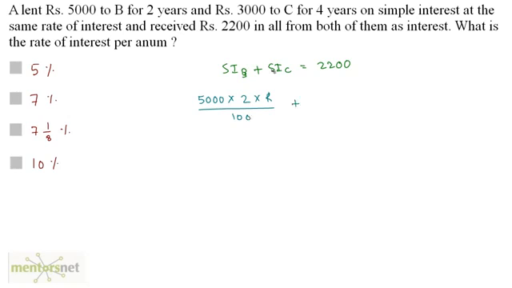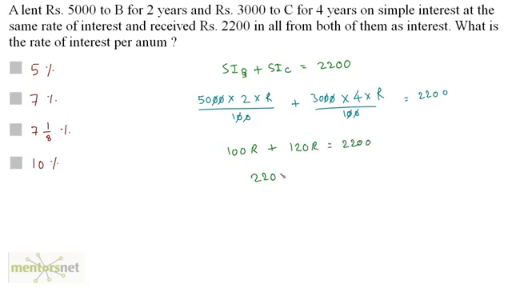In the same way is the case with C. So we have P as 3,000, N as 4, and R is the same as B, right? So R upon 100 is equal to 2,200. So these zeros get cancelled out, these zeros also get cancelled out. What remains is 50 times 2R, that's 100R, plus 30 times 4R, that's 120R, and that's 2,200.